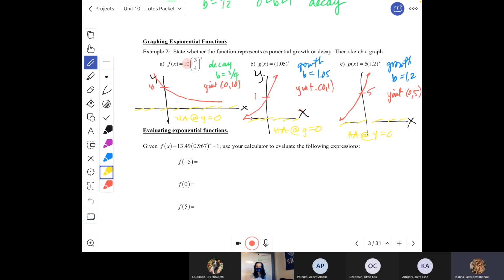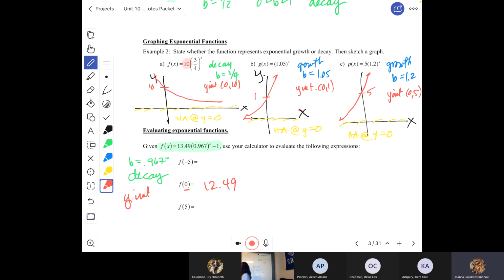Now, if I give you the next exponential function, so I've given you this exponential function, is it growth or decay? It is decay because B is less than 1. So it is decay. And my y-intercept is what? Be careful. When x is 0, what is y? When x is 0, y is, what do you say? That is correct.